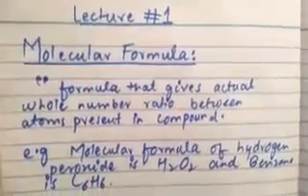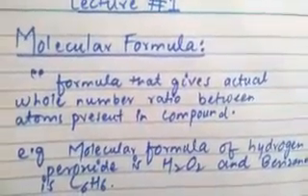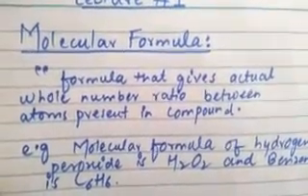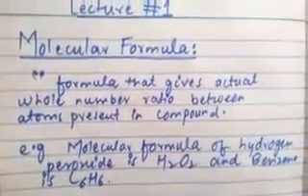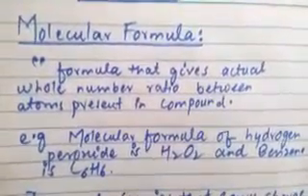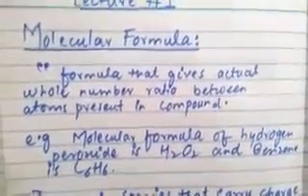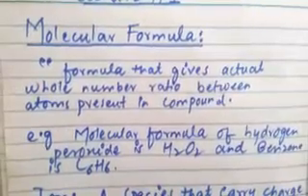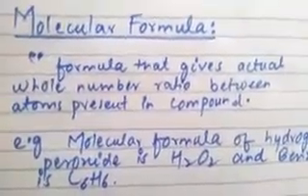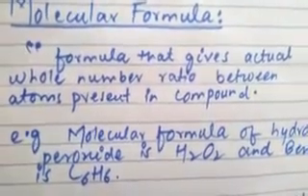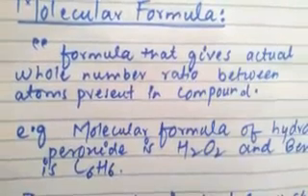So first of all I want to tell you the basic definition of molecular formula, that what is molecular formula. Molecular formula is a formula that gives the actual whole number ratio between atoms present in a compound. Likewise, in empirical formula we have to do the simple whole number ratio, but in molecular formula we have to deal with actual whole number ratio. It tells us about the actual number of atoms present in a molecule.